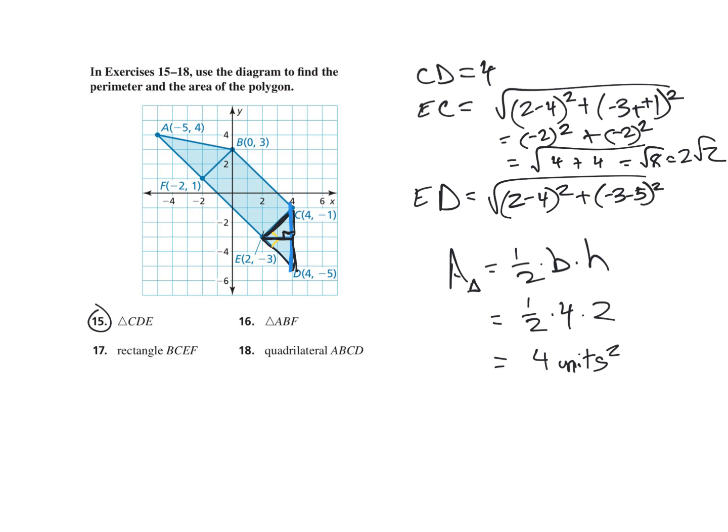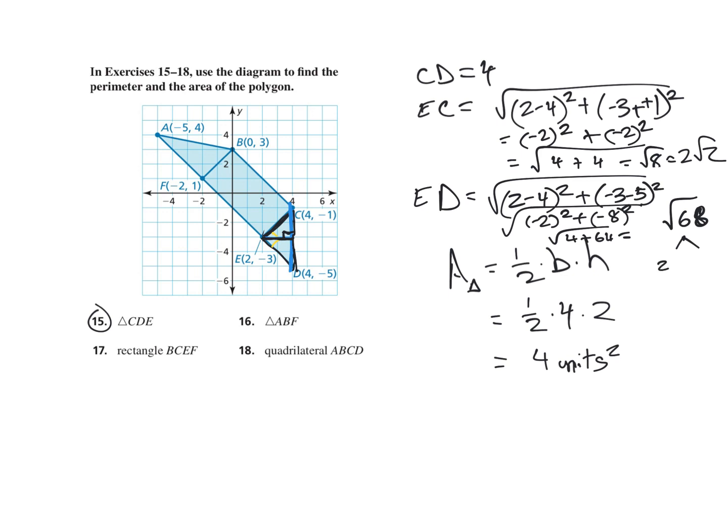All right, so what do we have there? Again, that's -2 squared. And -3 minus 5 is -8. And when you square those, make them positive. So that's going to be 4 plus 64, or the square root of 68. All right, so now let's break that down.